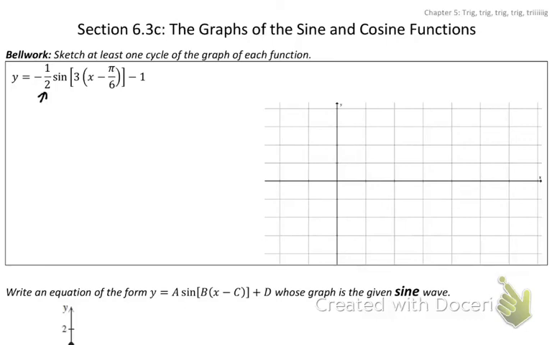Point to that 1/2. What does that 1/2 do? Amplitude. Does that mean my amplitude is negative 1/2? No. It's always positive. What's that negative do though? It flips it. So I might actually put "it flips it."